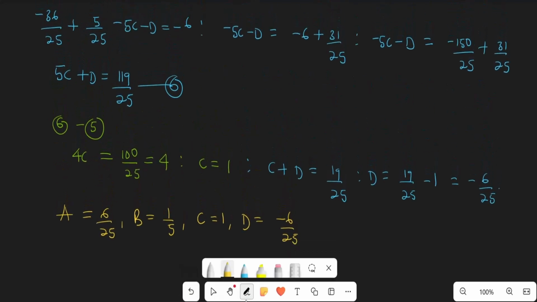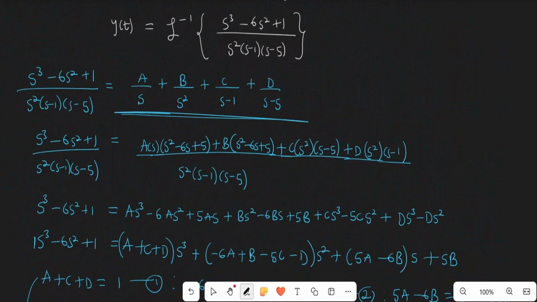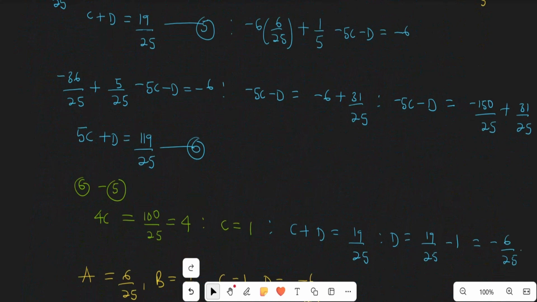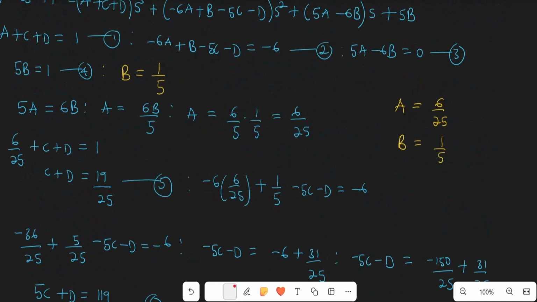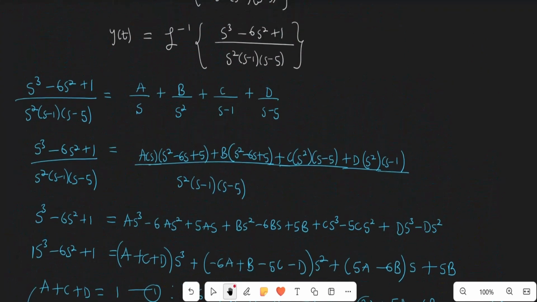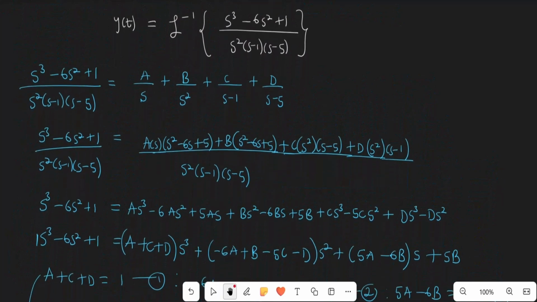Now let's go back to our partial fractions. So now going back to our partial fraction, this is where we are coming back. We are going back to this one. So s to the third minus 6s squared plus 1 all over s squared into s minus 1 multiplied by s minus 5. This one can be broken down into this. So that is a over s plus b over s squared.